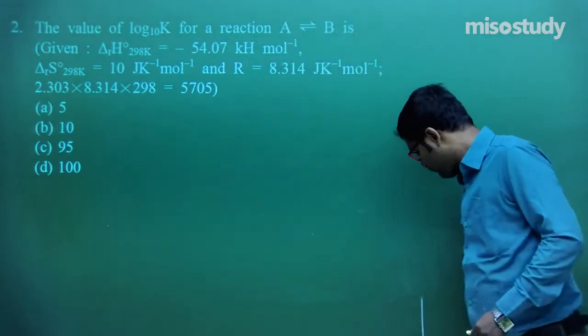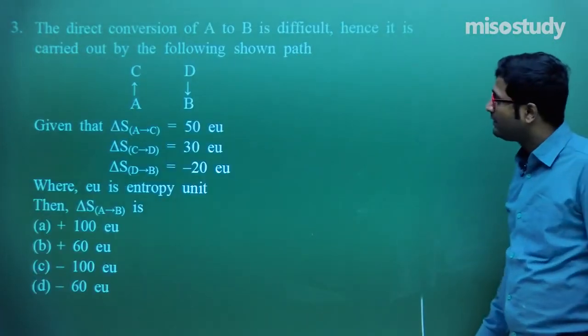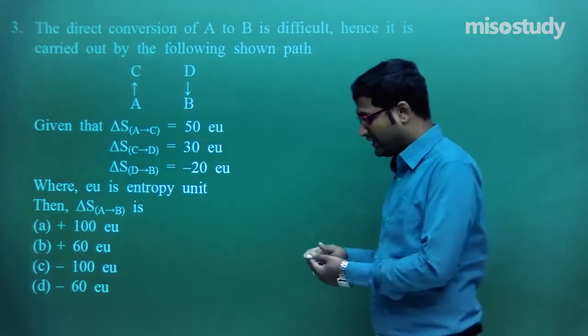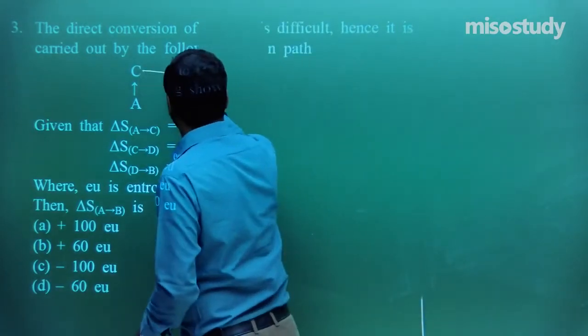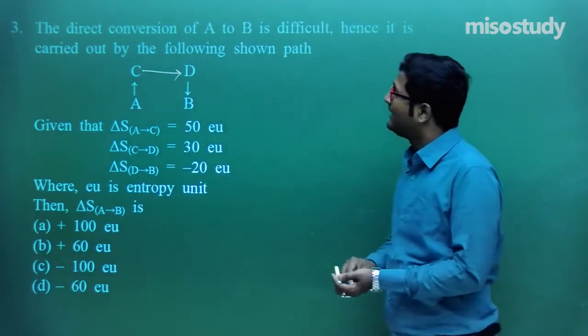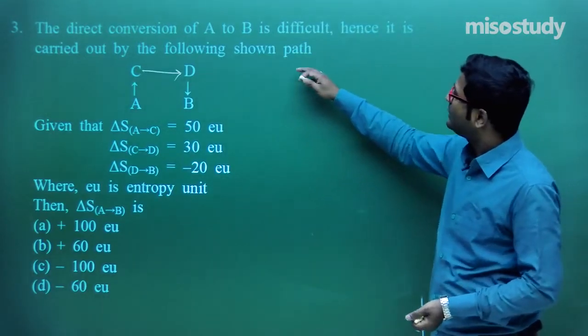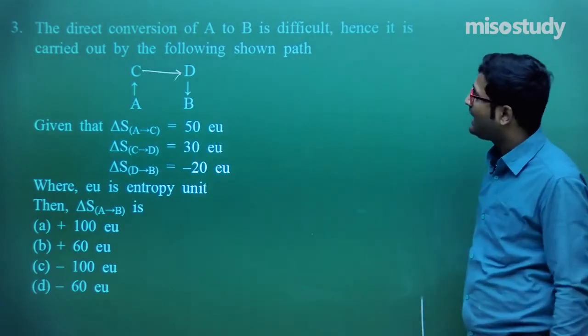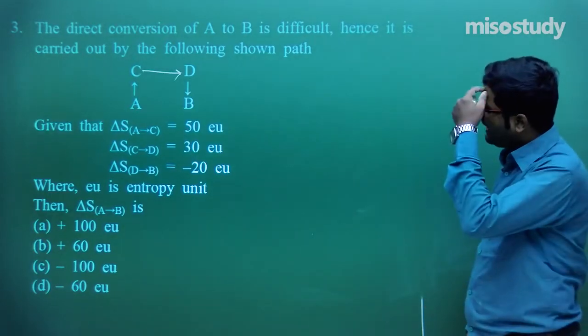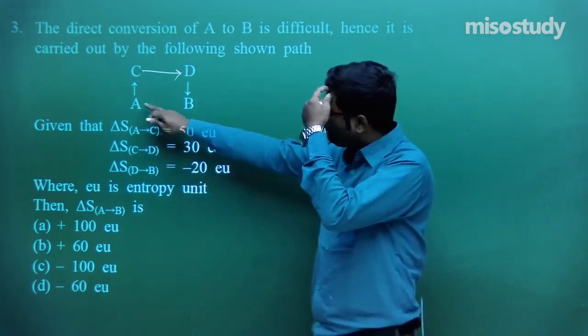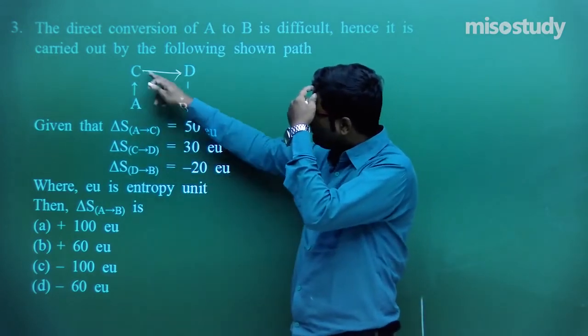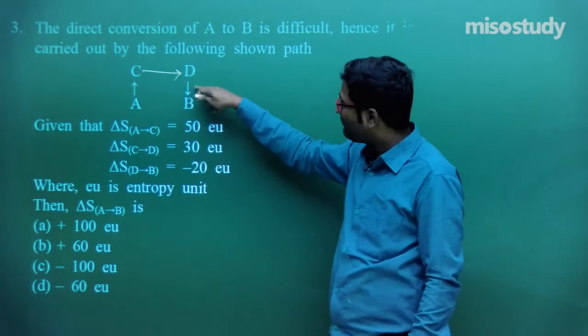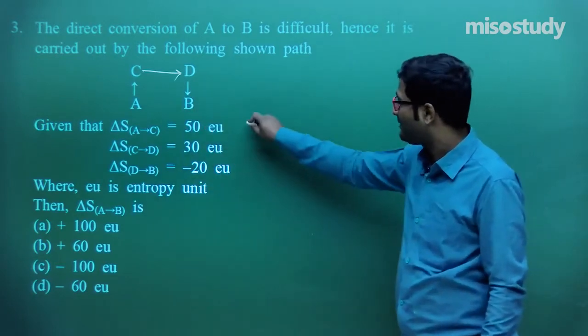Now move to question number 3. Clear? Wait for a moment, friend. This is the question. The direct conversion of A to B is difficult. Hence, it is carried out by the following path. That is, first we move from A to C, then from C to D, then from D to B. That is the path.